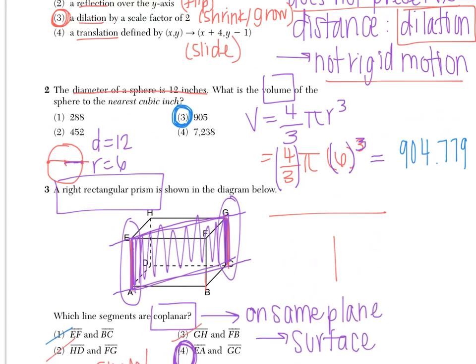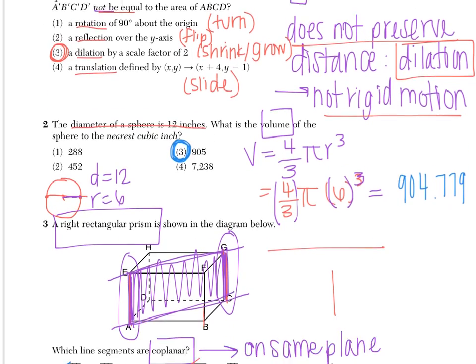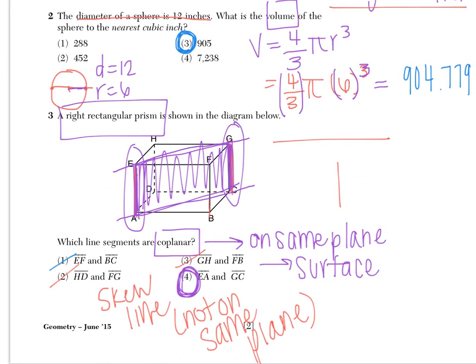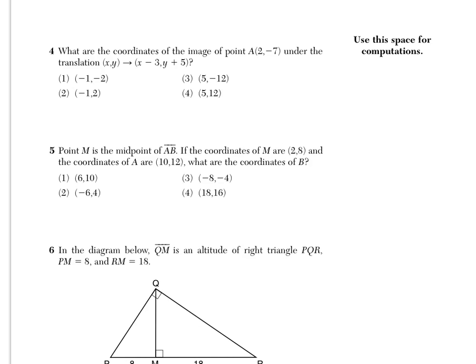On this first page, we have our answers as 3, 3, and 4. Number 4 says, what are the coordinates of the image of point A (2, -7) under the translation (x, y) maps onto (x minus 3, y plus 5)? So translation, again, is just a slide. And if we're mapping (x, y), the original coordinates, onto (x minus 3, y plus 5), that just means subtract 3 from x's and add 5 to the y's to get your new coordinates. 2 take away 3 is -1. -7 plus 5 more is -2. So we end up with choice 1.